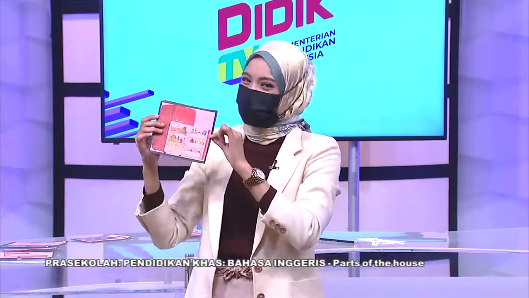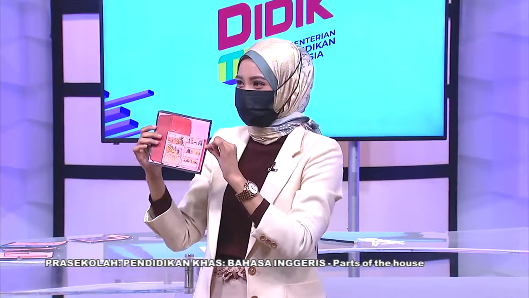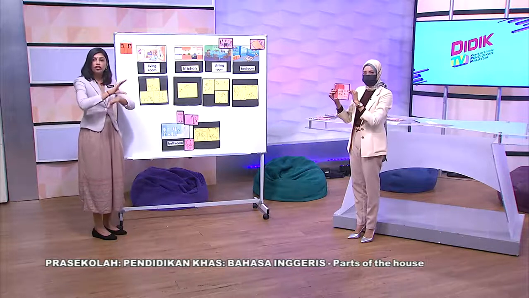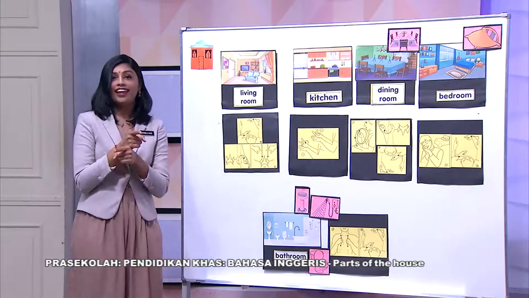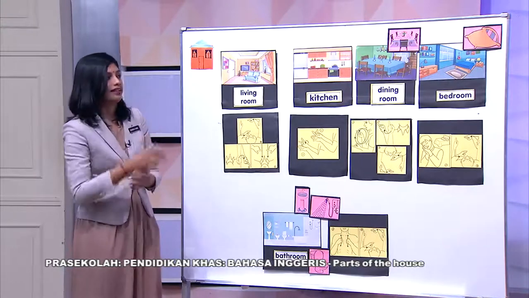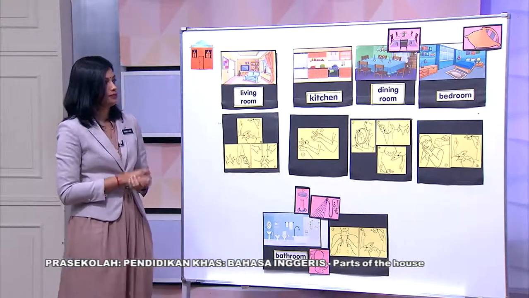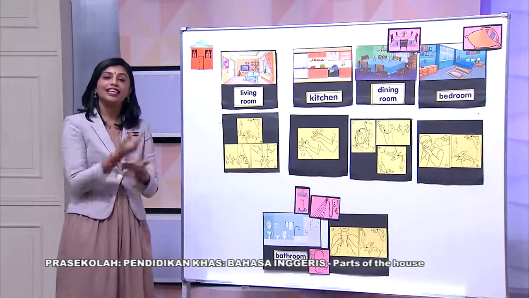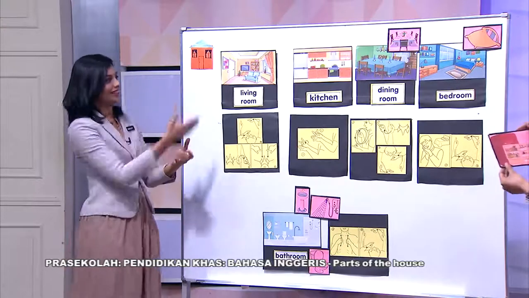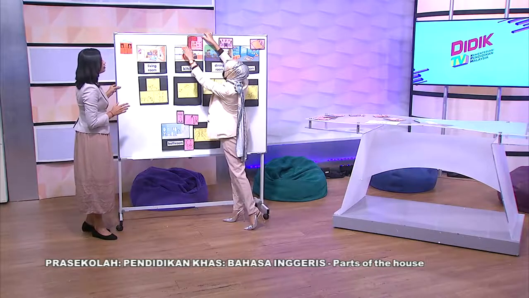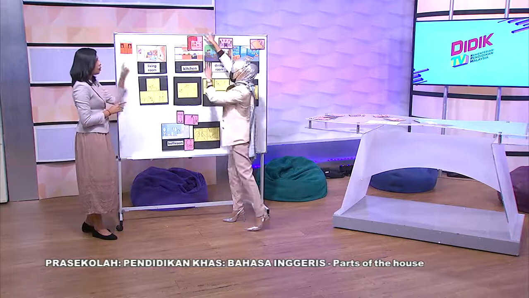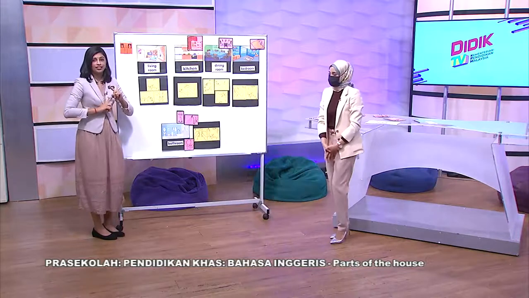Lots of chocolate and ice cream as well. She keeps all the ice cream and chocolate in that, same like you. Correct? Okay, so where can you see that? I can find this in the kitchen. Yes, in the kitchen. All right, I place it here.